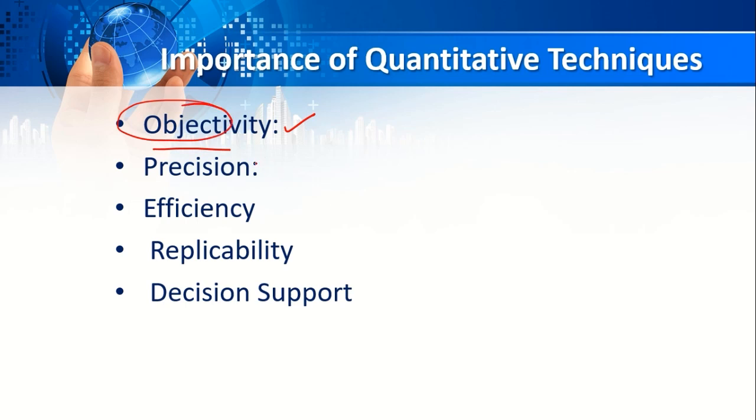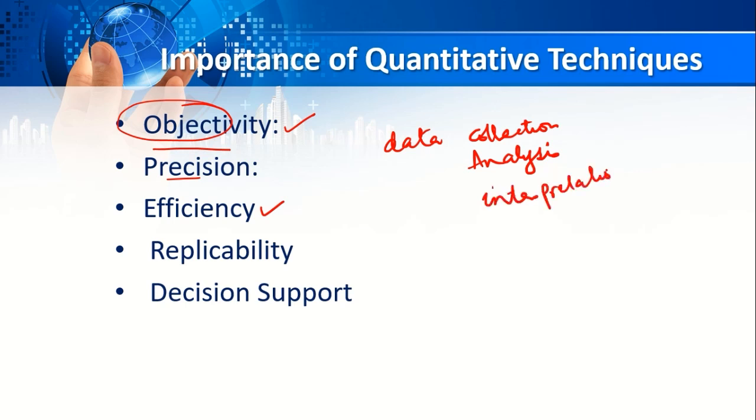The second most important aspect of quantitative techniques is precision. They help to enable precise measurement and analysis of data. The more precision, the better the models are. Then they also help with efficiency. These techniques provide efficient methods for data collection, analysis, and interpretation. So your data collection, analysis, and finally your interpretation. These three are the key areas where objectivity, precision, or efficiency matter.